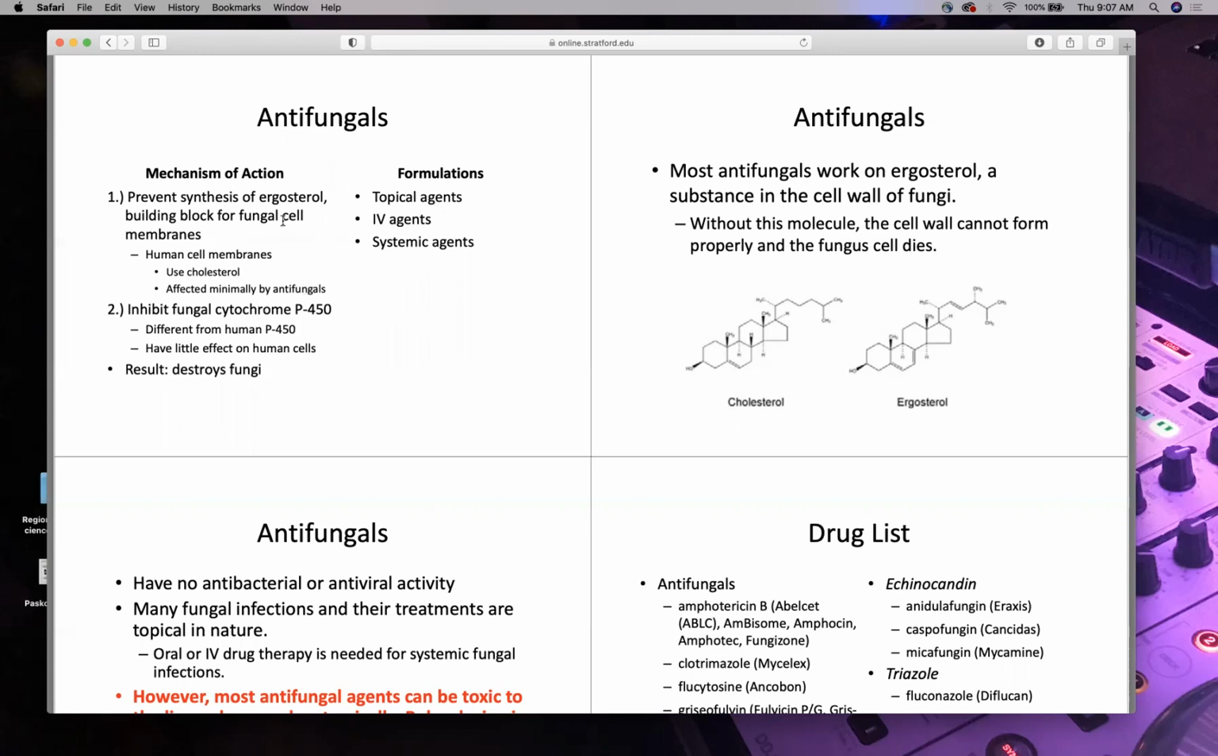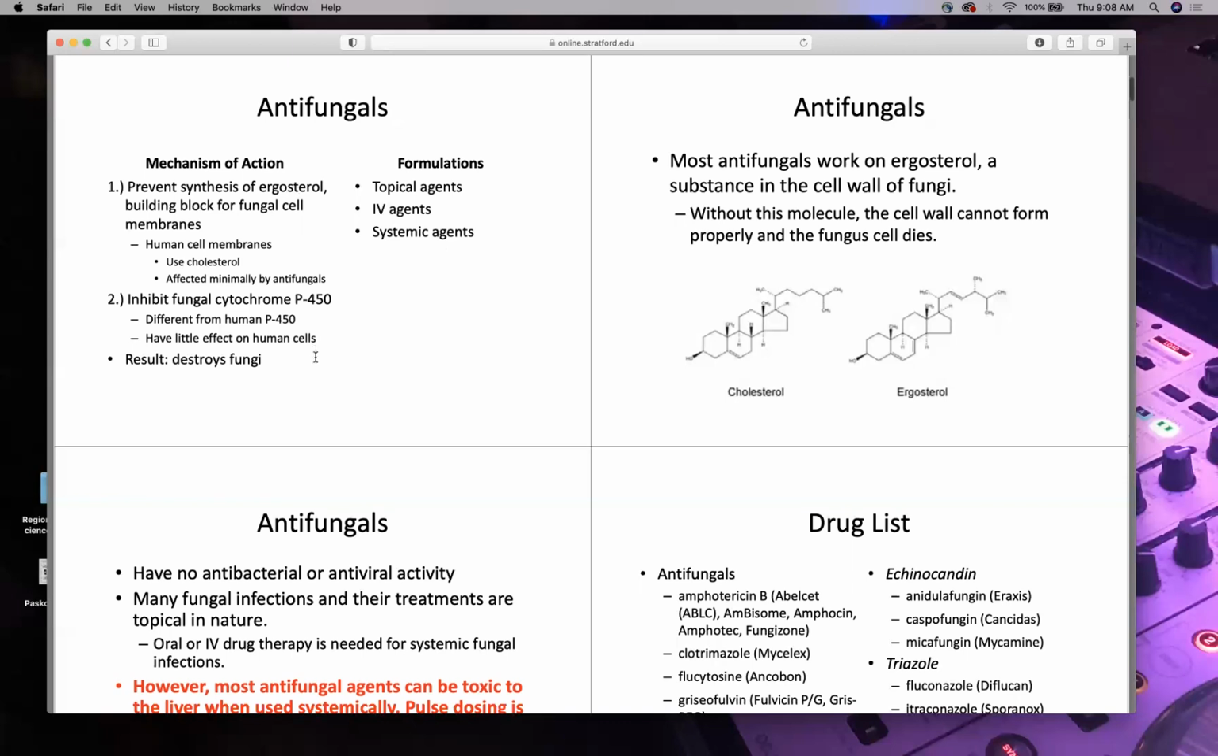So the two big mechanisms of action are to destroy the cell membrane, by preventing, if you recall, the sterols inside your cell wall. If I mess with those, it'll poke holes in the fungus membrane. So mess with the fungus membrane, mess with the cytochrome P450 system in your fungus, and they should die, right?